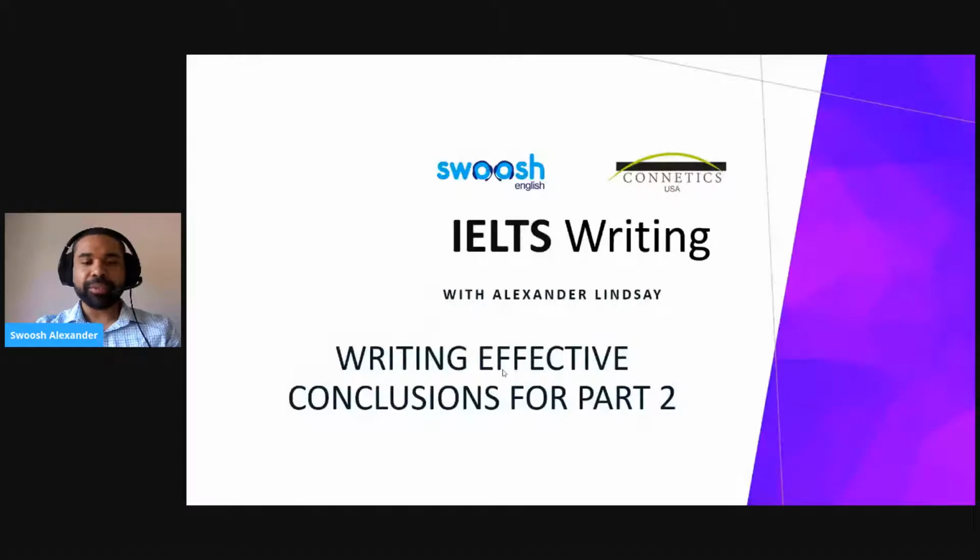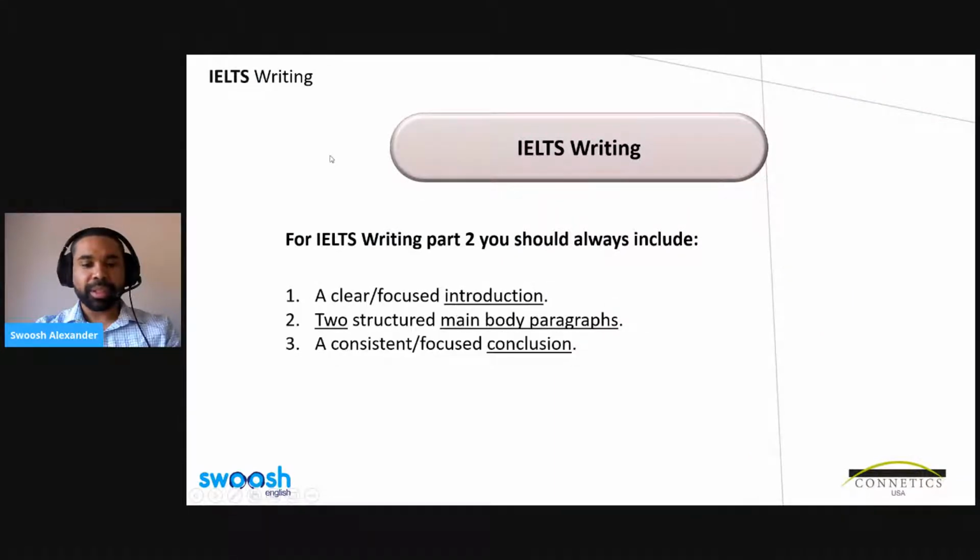So let's have a look at this. Writing effective conclusions is the focus of today's answer analysis session. Just before we have a look at that, I want to remind you that when we do look at conclusions, we have to make sure that we include other parts to our IELTS essay as well. So for writing part 2, we must always include a clear, focused introduction, 2 structured main body paragraphs, and a consistent, focused conclusion. The important element with IELTS writing part 2 is that all these 3 parts connect. So the ideas that you have in your conclusion should be a summary of what you've written in your main body, and they should also be consistent with the information you include in your introduction.